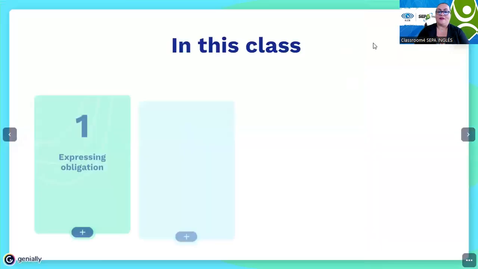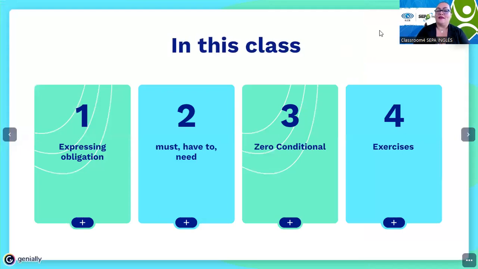During this unit, we are going to study number 1, expressing obligation. We are going to learn how we can express obligation in English. In number 2, we are going to study the modals have, must, and need. In number 3, we are going to study the zero conditional. And finally, we are going to work with some exercises according to the unit.